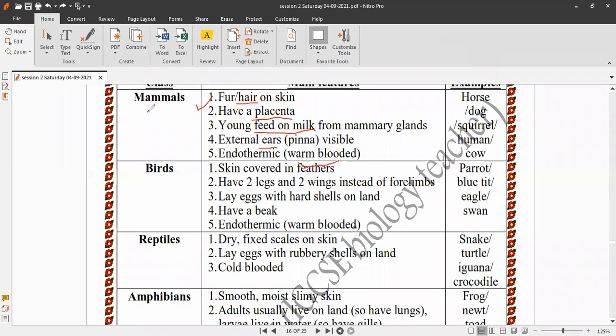If the question is specific for mammals only, that's fine, but if the question is for all vertebrates, you can write vertebrates have a backbone.